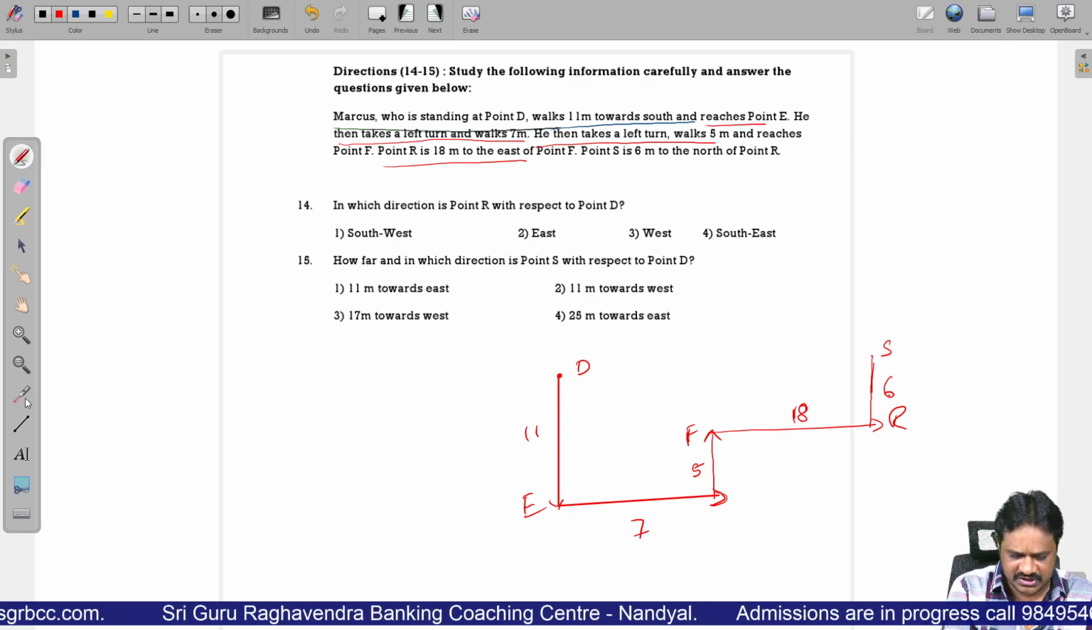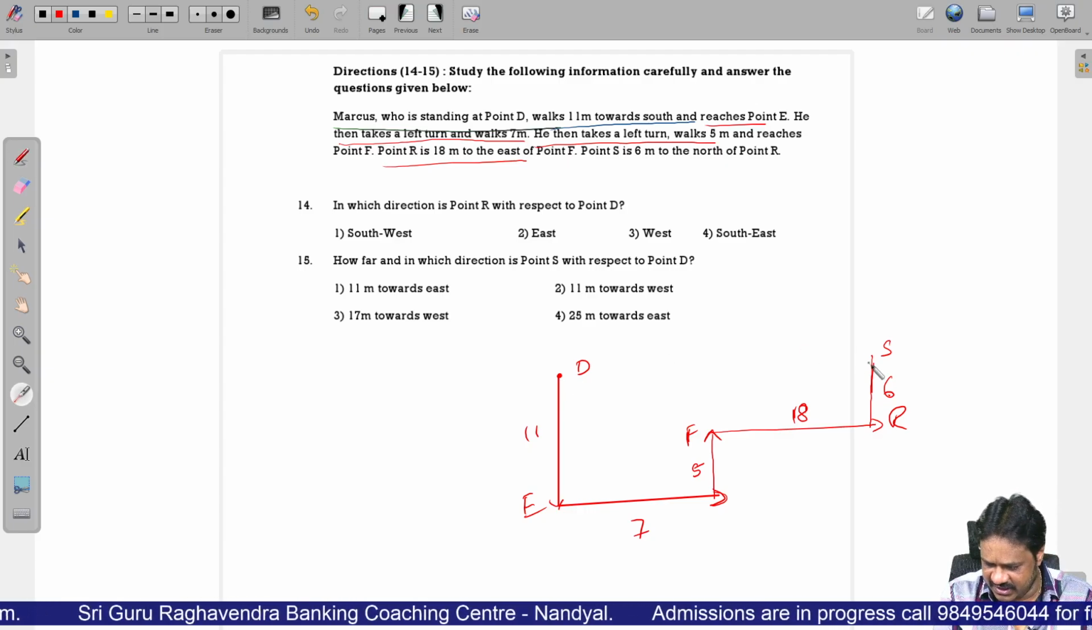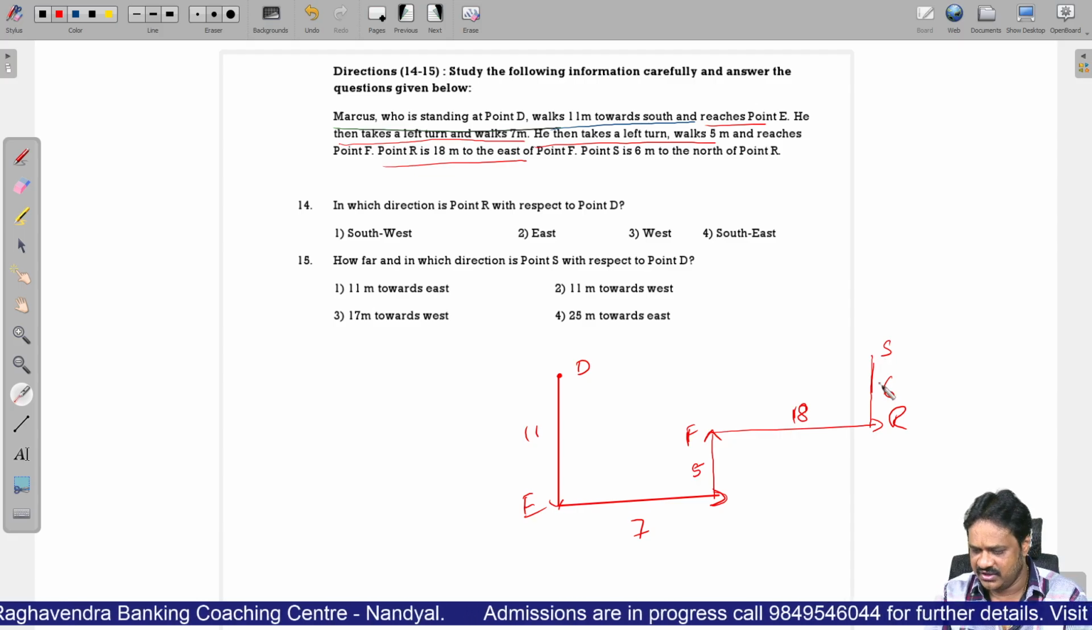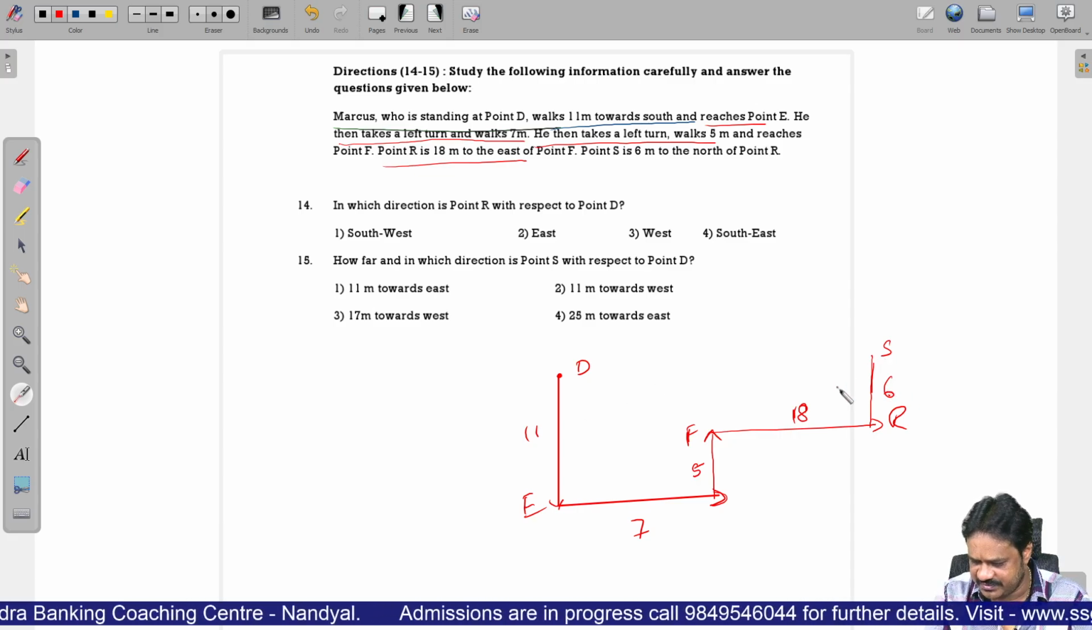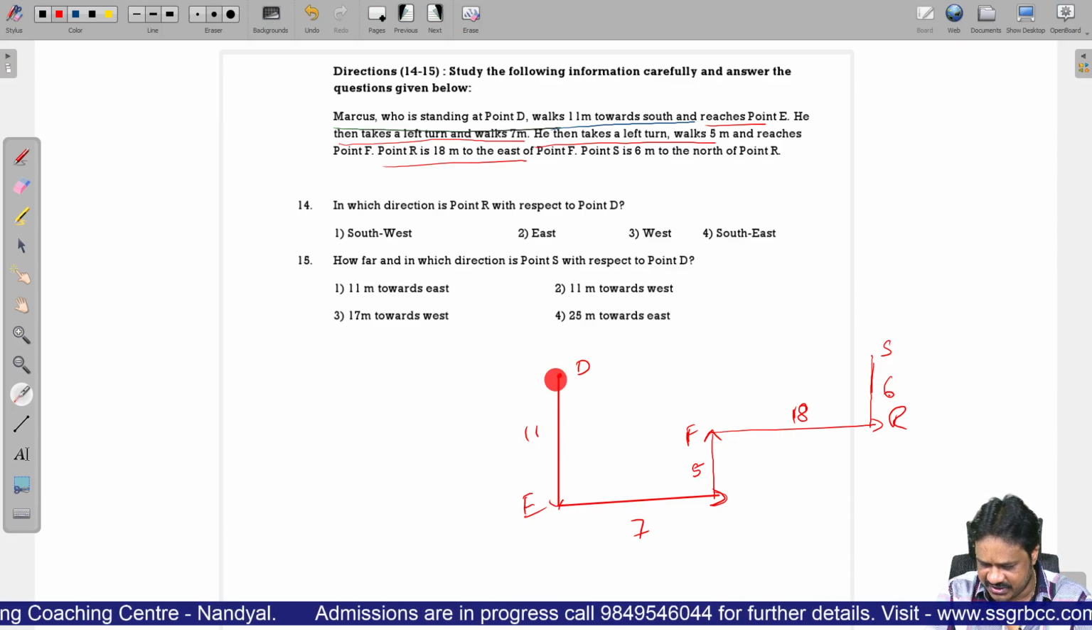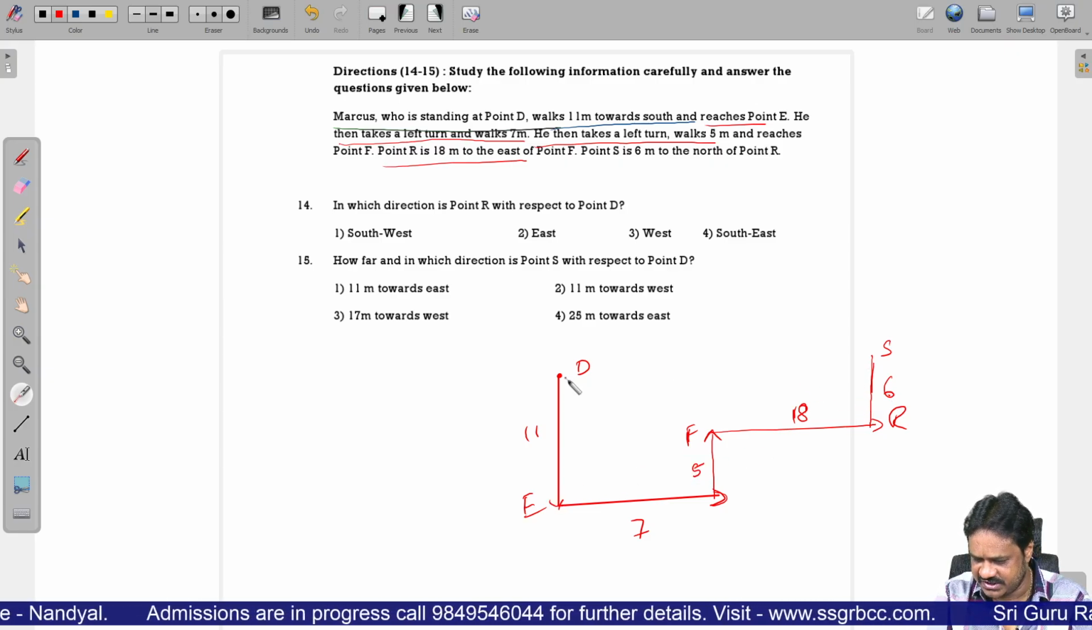So you should get the line like that. D and S should be in a straight line. How can you say this is only 6 meters? This total is 11 meters. This is 5, this is 6, 5 plus 6. So D and S should be in a straight line.